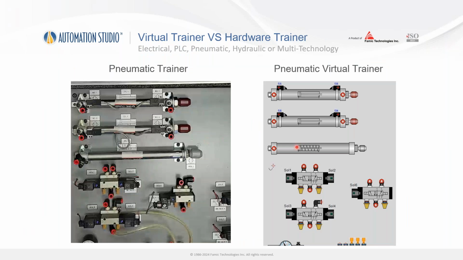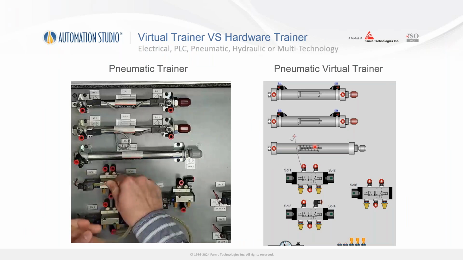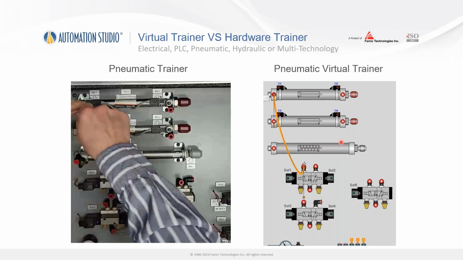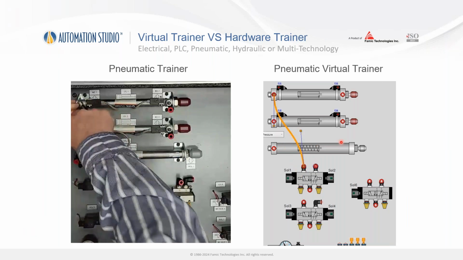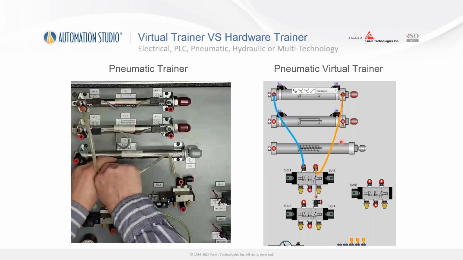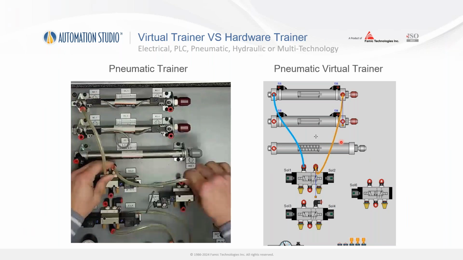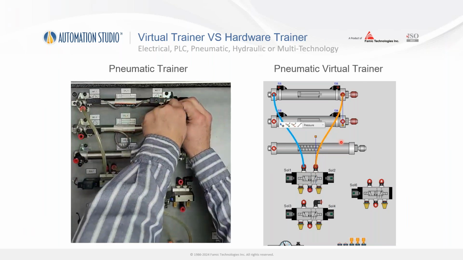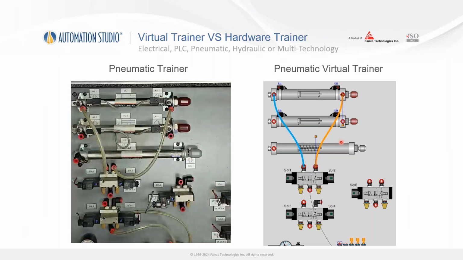Here you will find the difference between the actual pneumatic trainer kit and the virtual trainer kit from Automation Studio. On the left hand side, you can see the person completing the circuit using flexible pipes. On the right hand side, we have created the circuit and are connecting it using curved links. You can see.